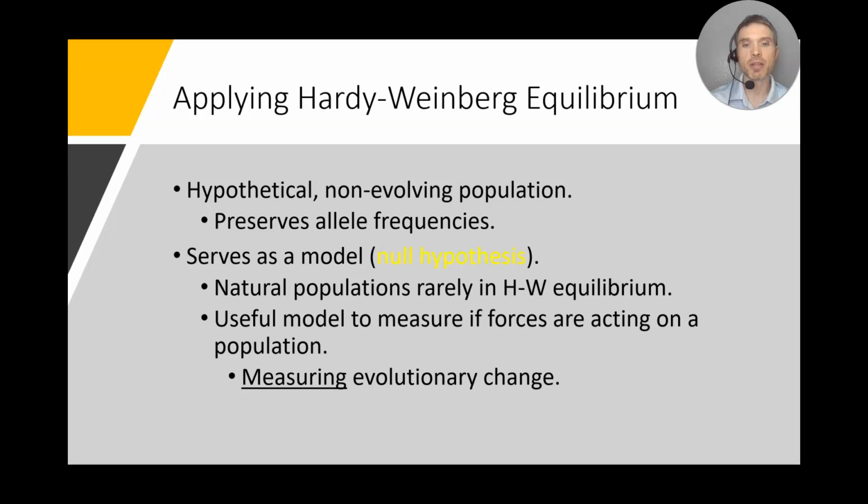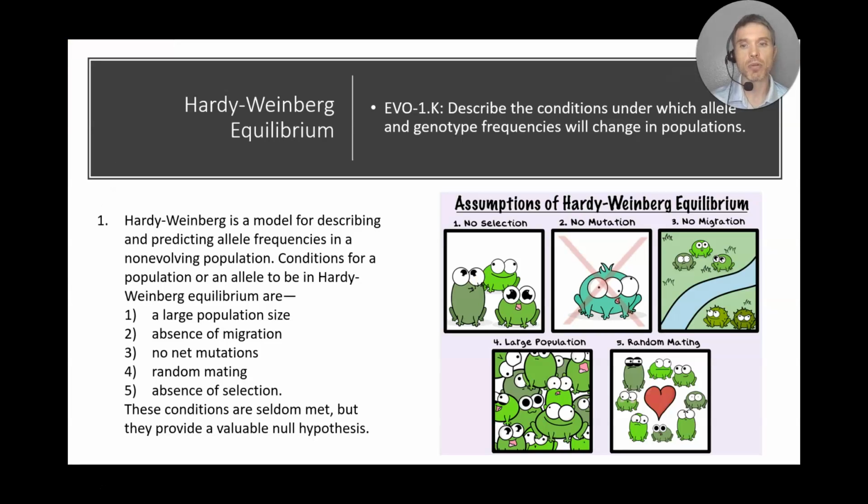Now, because this is hypothetical, it really is just a model, and we'll get into the concept of a null hypothesis later, but just remember that term. So why have an equilibrium if it never exists? Well, it really is just a tool that scientists use for measuring evolutionary change. So how does this work? This is just the overview from College Board.